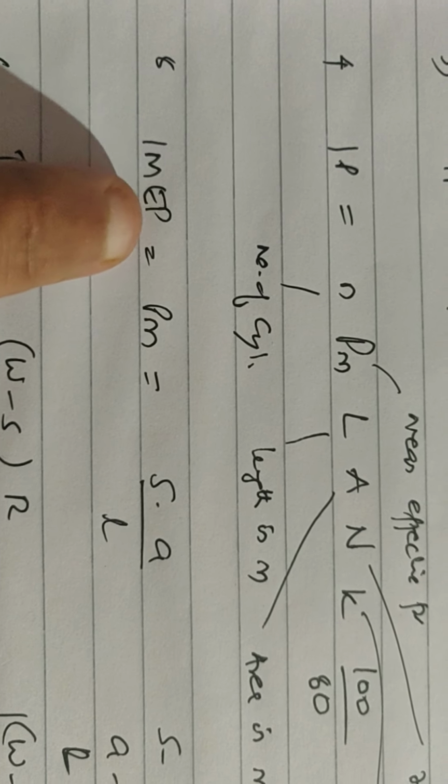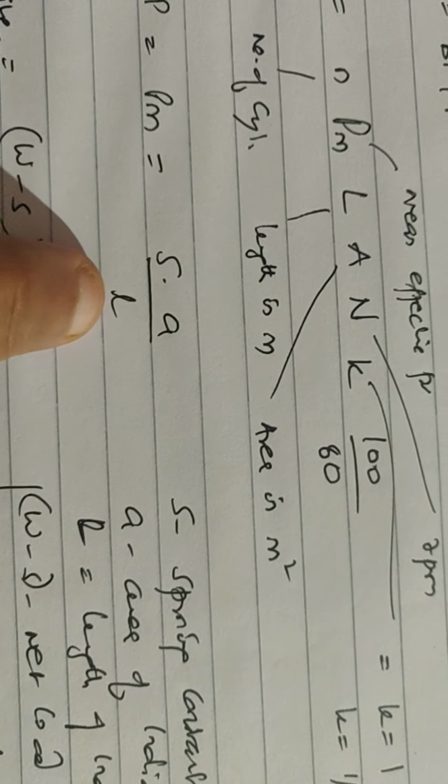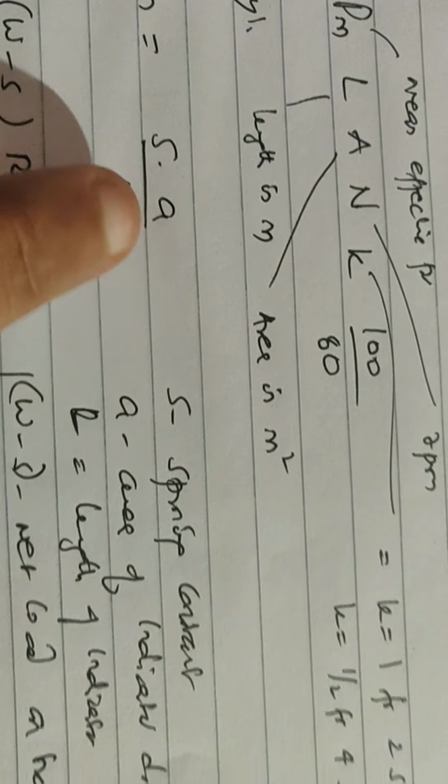Now indicated mean effective pressure is equal to S into a divided by L. This is regarding the indicator diagram. So S is the spring constant, small a is the area of the indicator diagram, and L is the length of the indicator diagram.